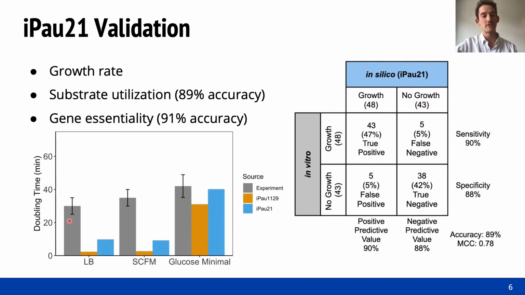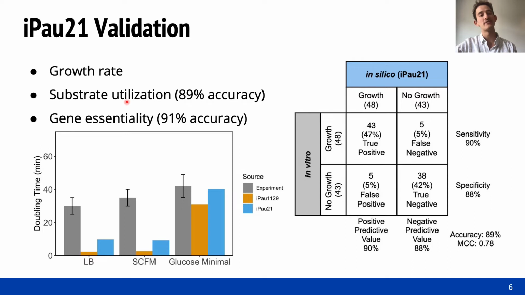And then we have our experimental values in gray. In this gold here, we have the previous version of the model. And then here in blue, we have our updated version. And you can see that in all three of these different cases, our updated model performs better than the previous version. And then here in the glucose minimal media, we even get within that experimental range, which we're pretty happy about.